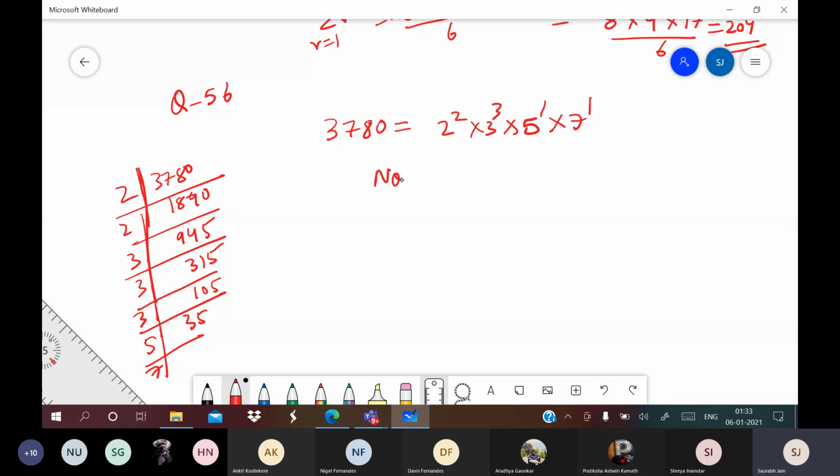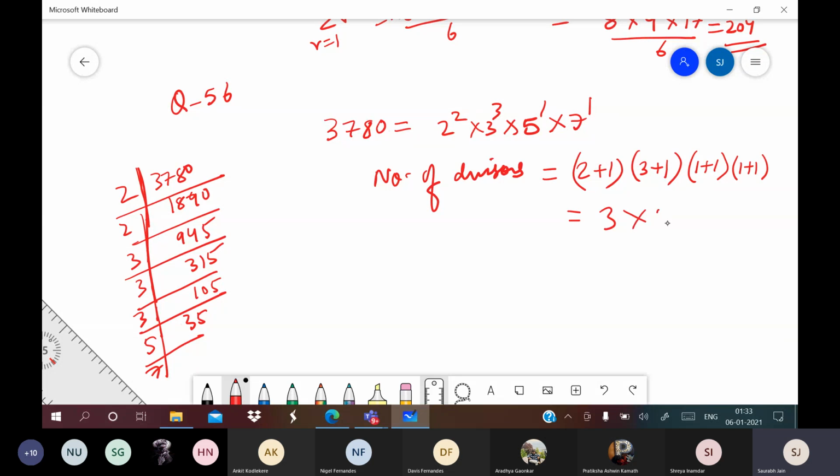If you remember the number of divisors or number of factors, the formula was power plus 1 into, like that, alpha 1 plus 1 into alpha 2 plus 1 into alpha 3 plus 1 into alpha 4 plus 1. So this used to be how much? 3 into 4 into 2 into 2. This is 48. Okay, number of divisors 48.